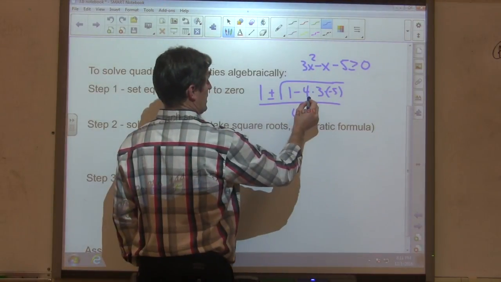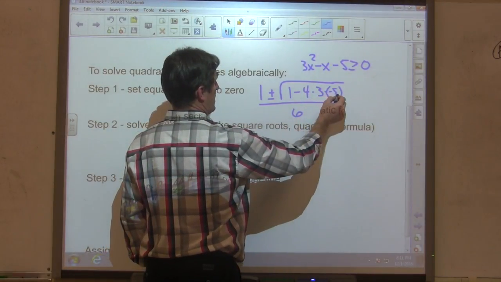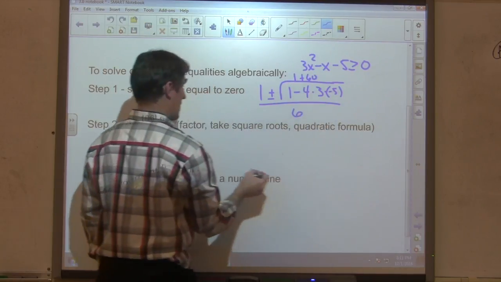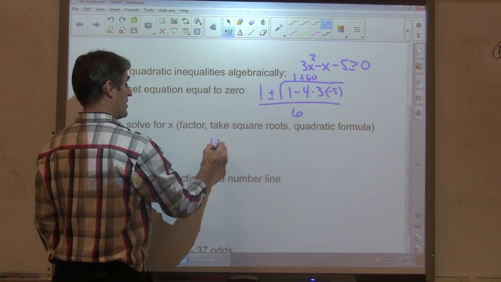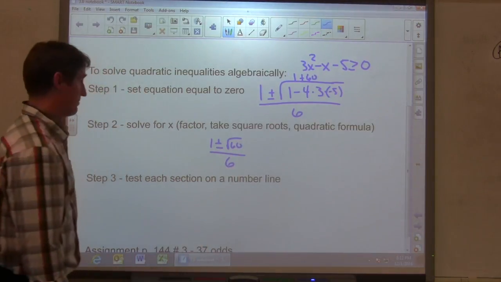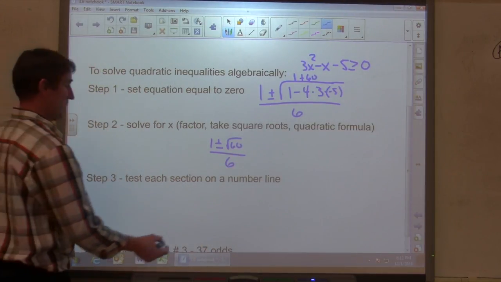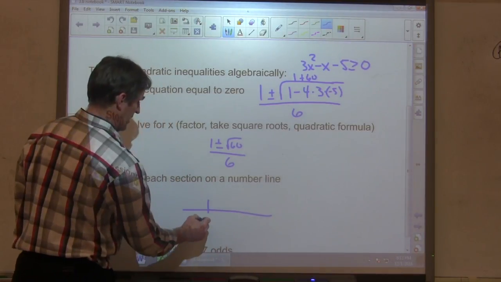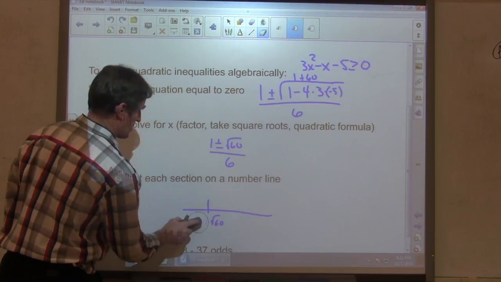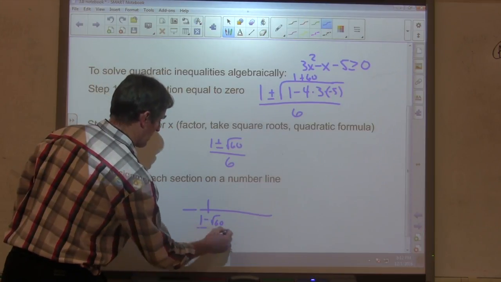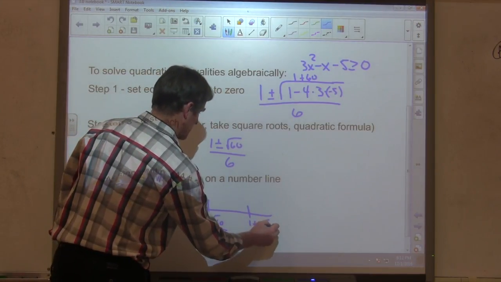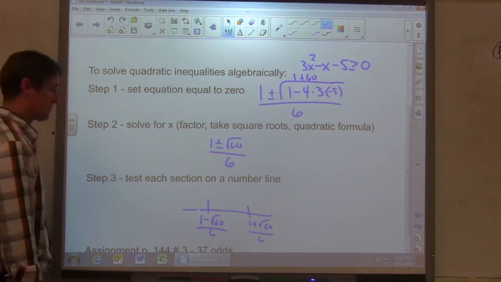So if we multiply this, we get 4 times 3 is 12, times 5 is 60. We have 2 negatives, so that's a positive. So we get 1 plus or minus the square root of 60 all over 6. So we found our answer for x, and so what you do is this. Still, we take our number line. This is 1 plus the square root of 60. Actually, this would be 1 minus the square root of 60, divided by 6. And 1 plus the square root of 60 divided by 6.